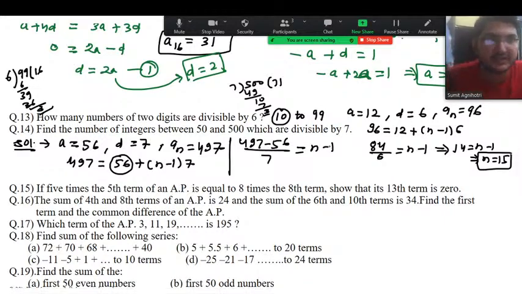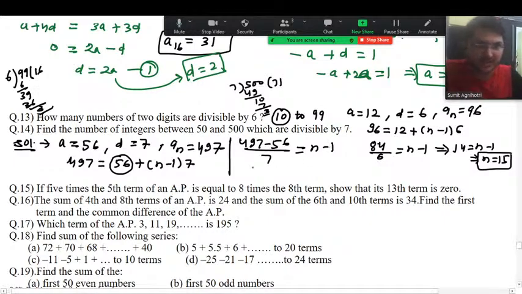First you find 497 minus 56. What did you get? So 497 minus 56 is 441, right? All right. Now divide by 7. Okay, so 441 divided by 7 is 63, right? Exactly. 63. That's why n is equal to 64.